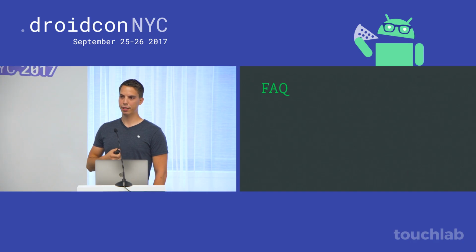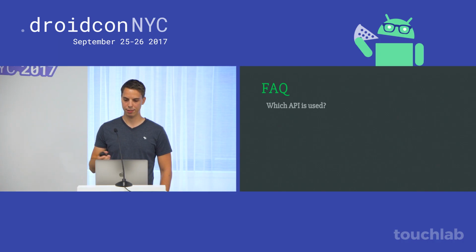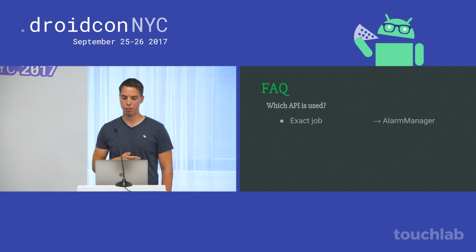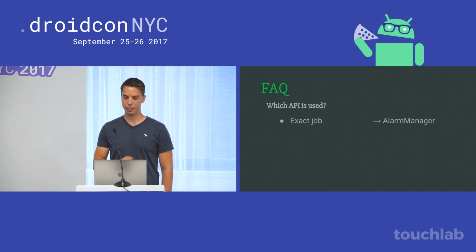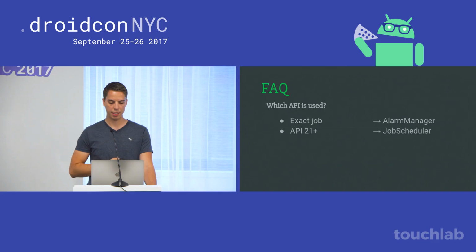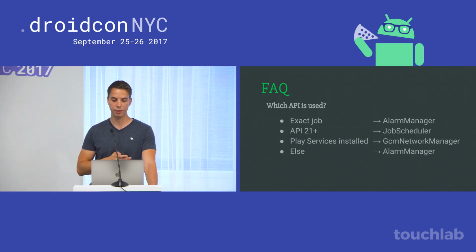So I'm often receiving the same questions over and over again about the libraries. So let's do a little FAQ and ask the most important questions. So which API is used? Well, it actually depends on your job. If you have an exact job, then we are using the alarm manager, simply because there's no other way. Then on API 21 and above, we are using the job scheduler. If the Play Services are installed, we use the GCM network manager, and otherwise the alarm manager.